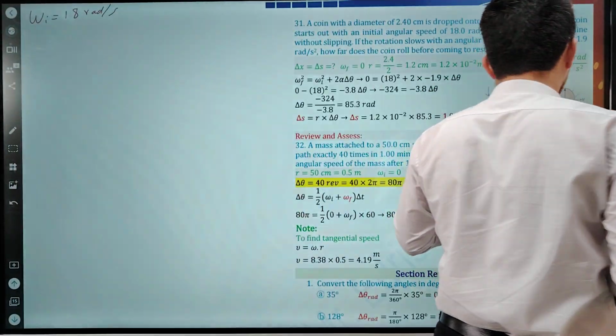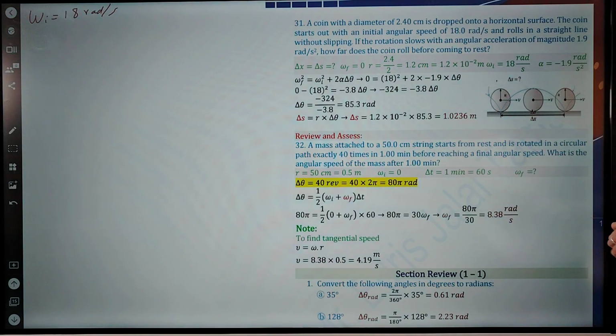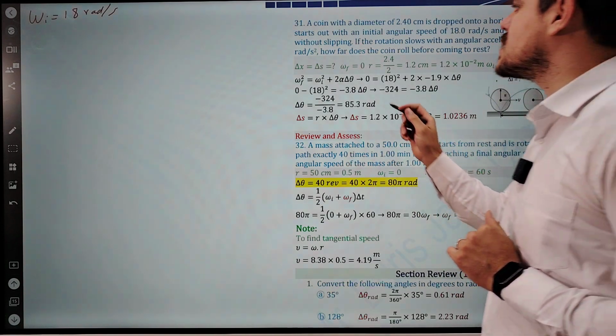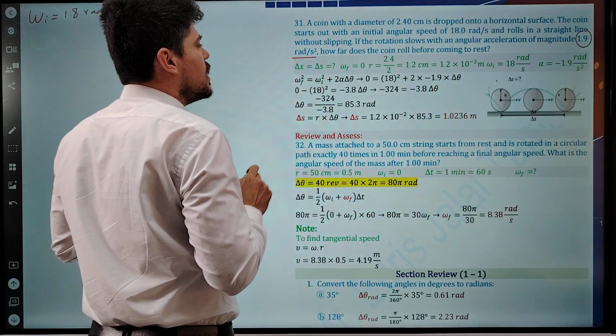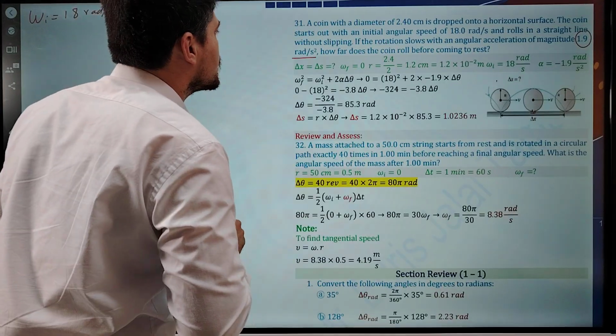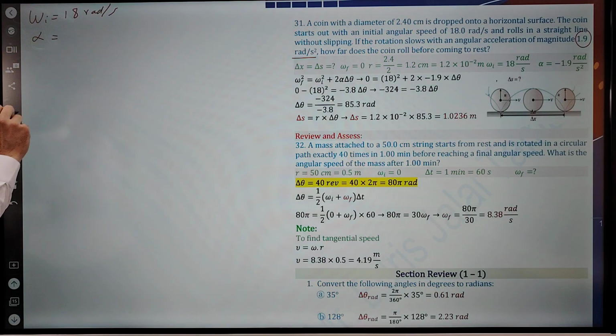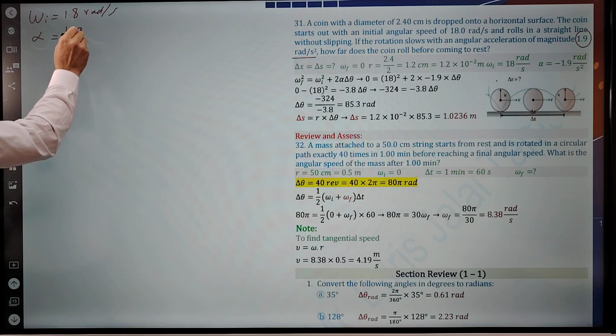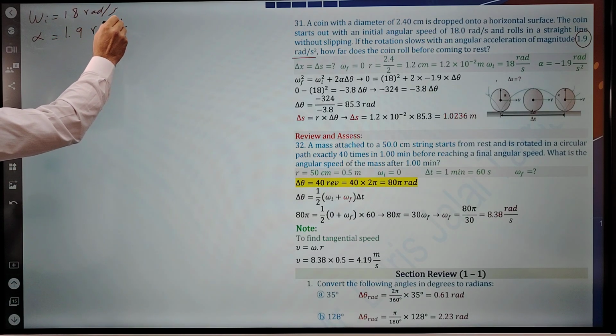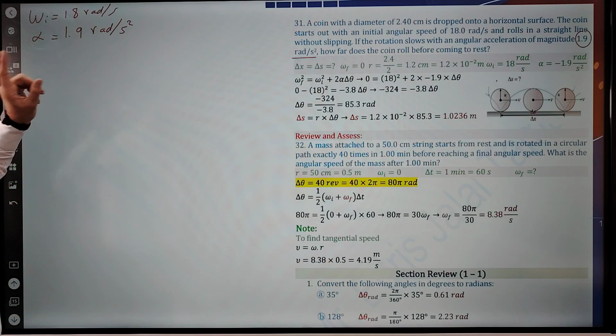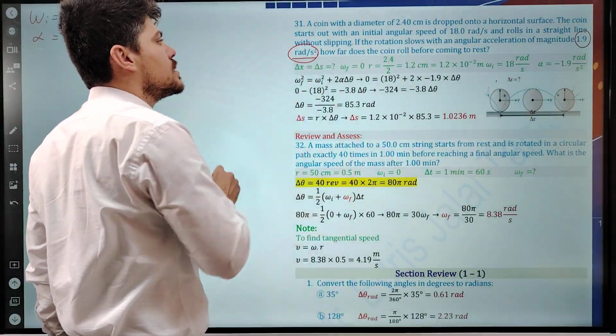And it rolls on a straight line without slipping. What do you mean by without slipping? It means that this surface is a rough surface, not smooth. If the rotation slows with an angular acceleration of magnitude 1.2 rad per second squared, what is this value? 1.2 rad per second squared. If you see the units, because the units of this number are rad per second squared, that is why this value is the angular acceleration alpha. How did you know this is alpha? This is angular acceleration by the units.